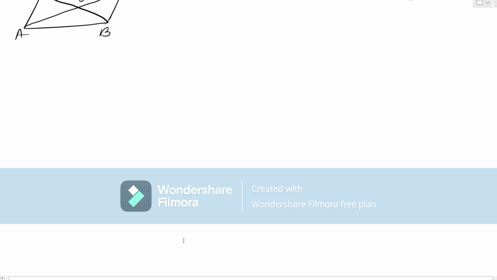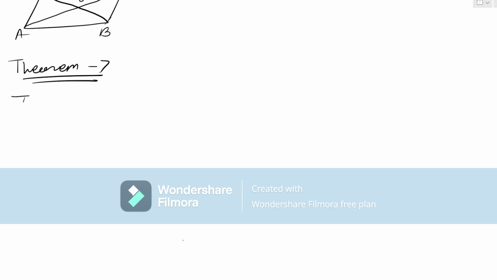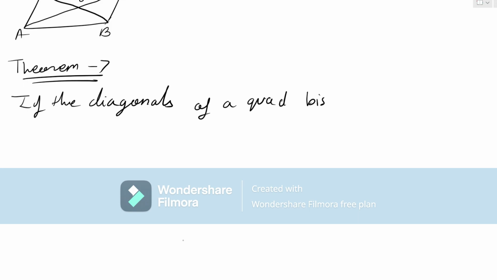Now let's look at theorem number 7. Theorem 7. I think in this chapter you only have 10 theorems. Let's see. If the diagonals of a quadrilateral bisect each other, then it is a parallelogram.